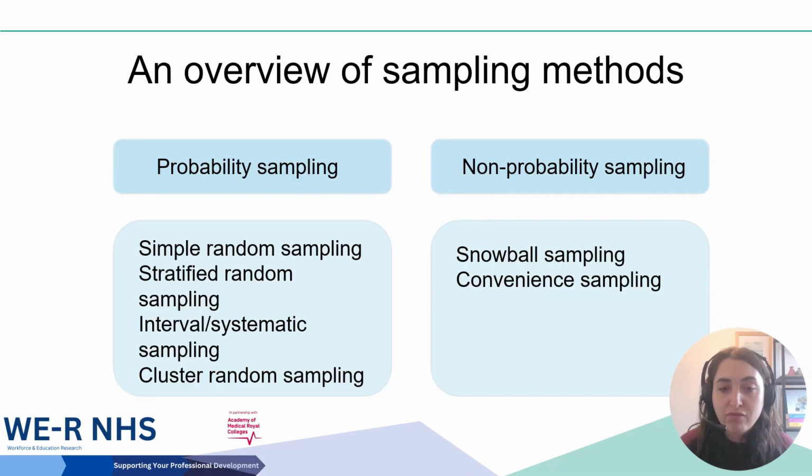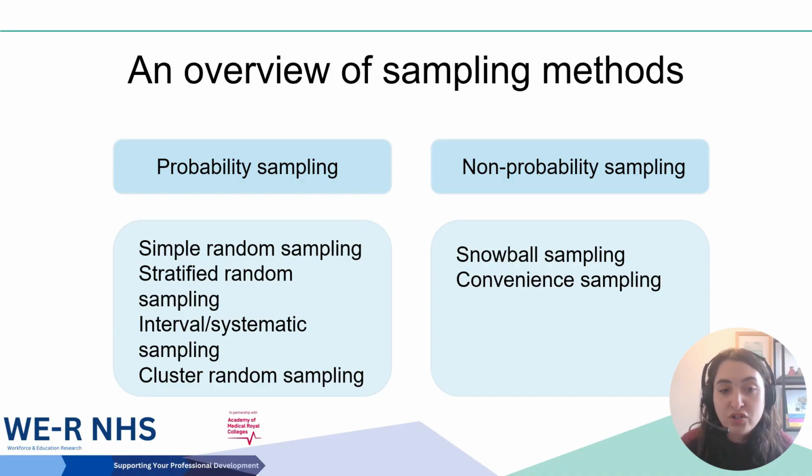So you would have a random number of people who are, for example, under 40, and then another random sample of people who are over 40 in your sample. This ensures that key characteristics are represented in your final sample for your research. You may do something such as interval or systematic sampling.